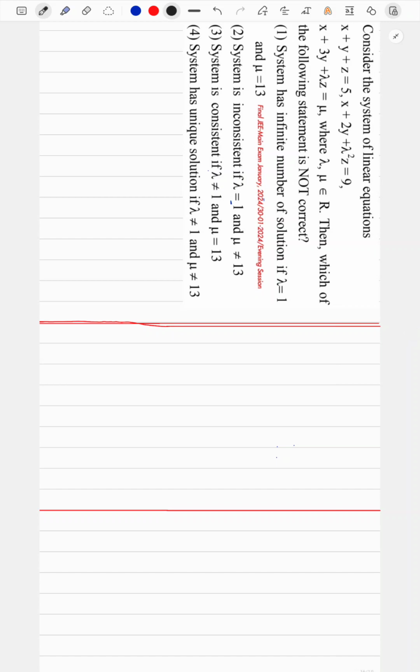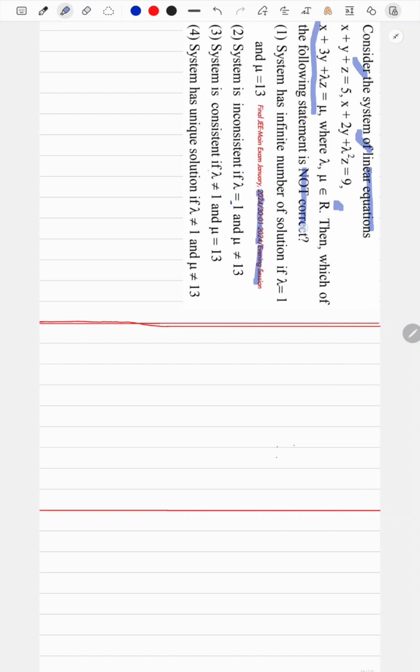Today we are going to discuss one of the JEE questions given on January 30th, 2024, evening session. The question is: consider the system of linear equations x + y + z = 5, x + 2y + λ²z = 9, and the third equation is x + 3y + λz = μ, where λ, μ are real numbers. Then which of the following statements is incorrect?